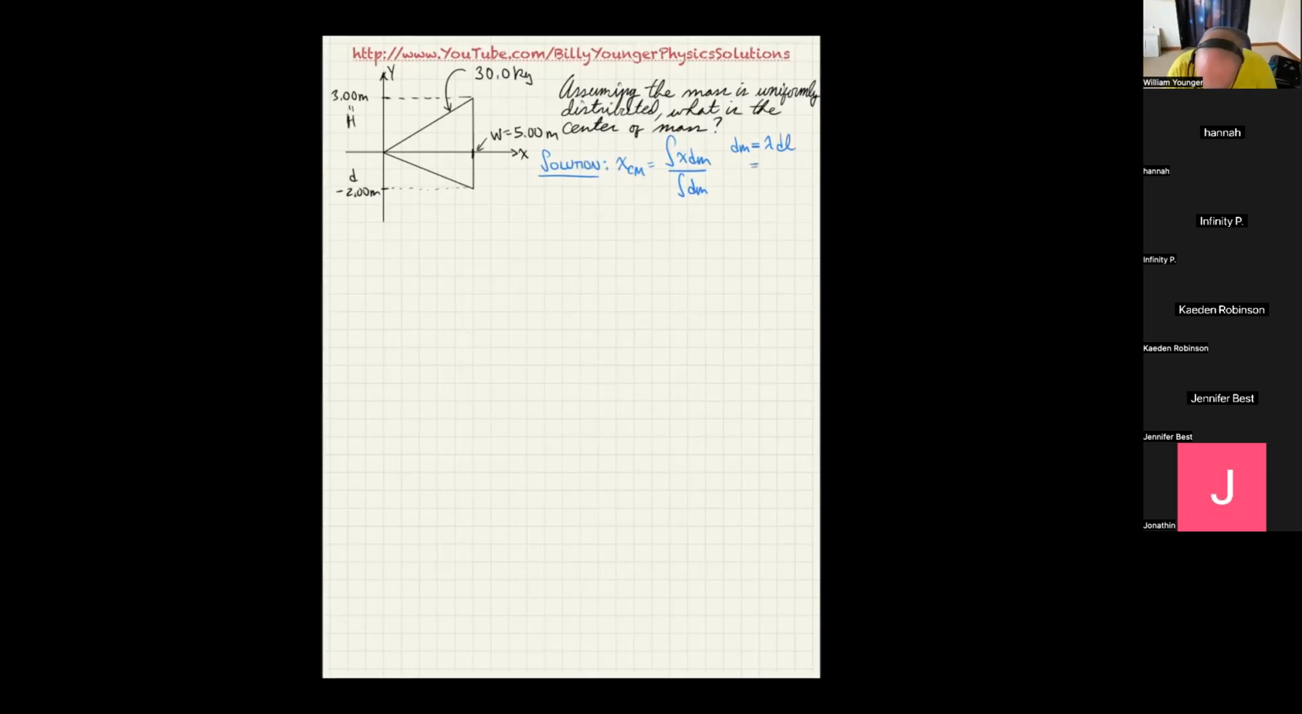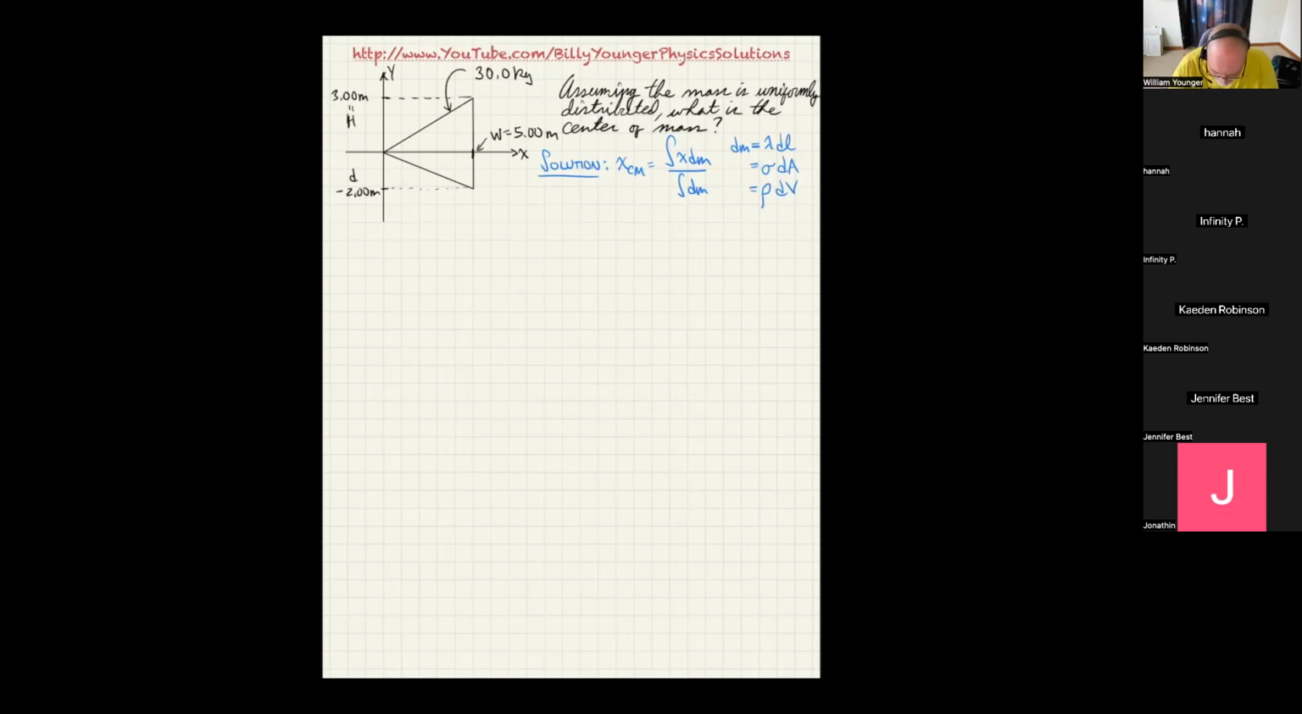If you're using a two-dimensional object, then it might be more reasonable to use a mass per unit area, which was the sigma here, times dA, where A is a differential area element. That's the one we're going to use here. Or finally, if you're dealing with a three-dimensional object, you're going to use rho times dV, where V is a volume. Okay? So that's what we're going for here.